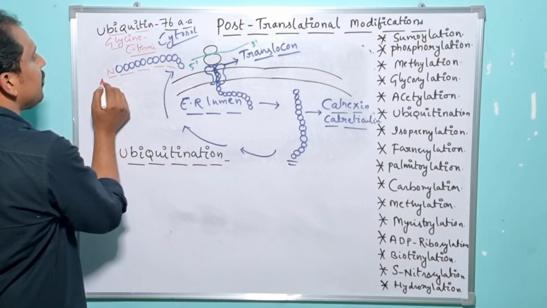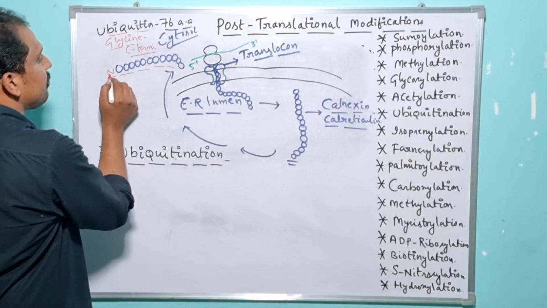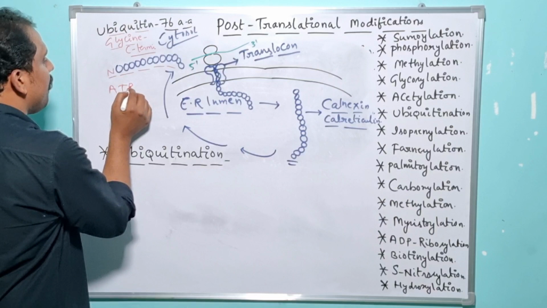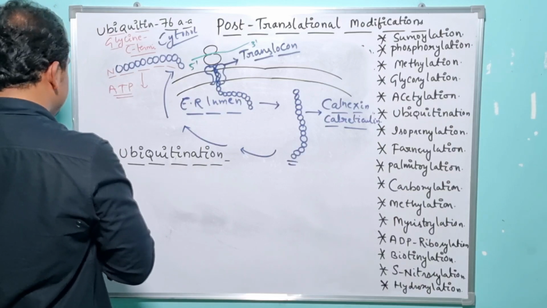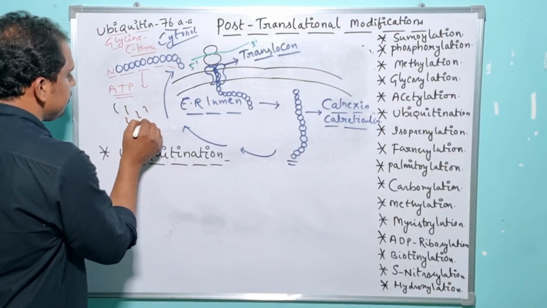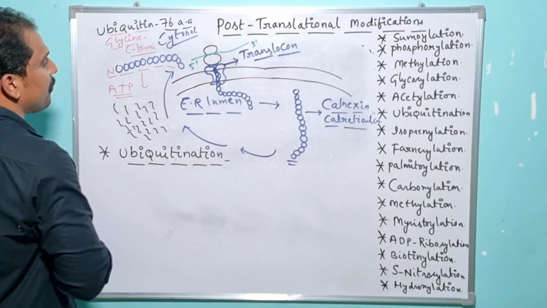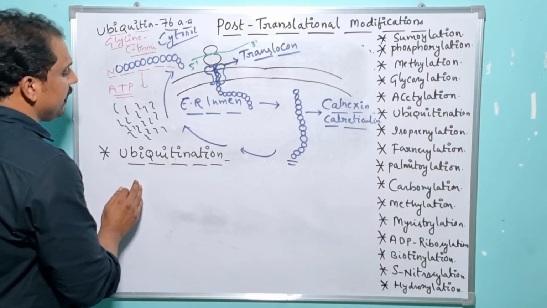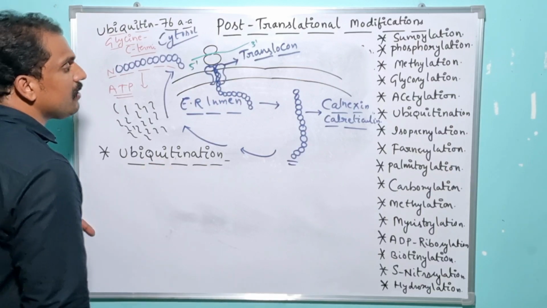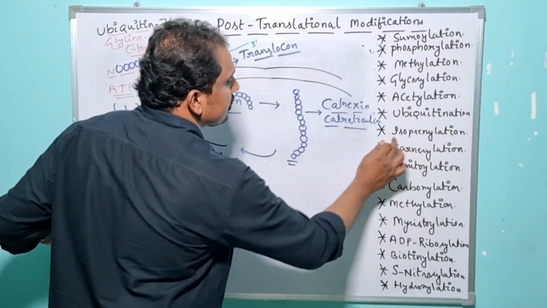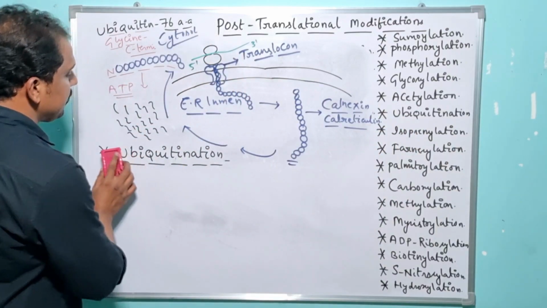Once the ubiquitin moiety gets recruited to the N-terminus of the polypeptide chain by taking advantage of one ATP molecule, the misfolded protein undergoes protein degradation. So this is the degraded protein. The protein degradation mechanism is accomplished by taking advantage of a specialized post-translational modification, and it is ubiquitination. So this is about ubiquitination, right? And the next specialized post-translational modification is isoprenylation. Right now we are going to discuss isoprenylation.